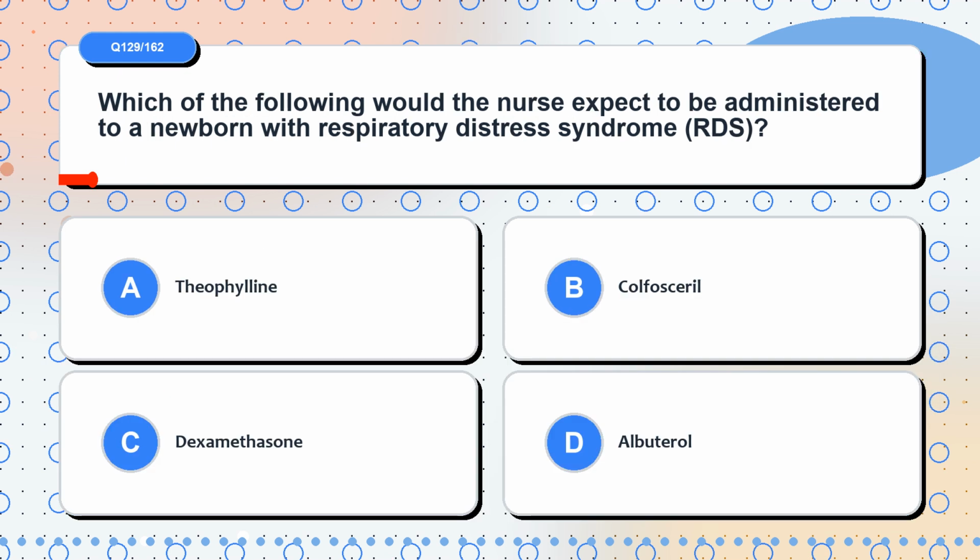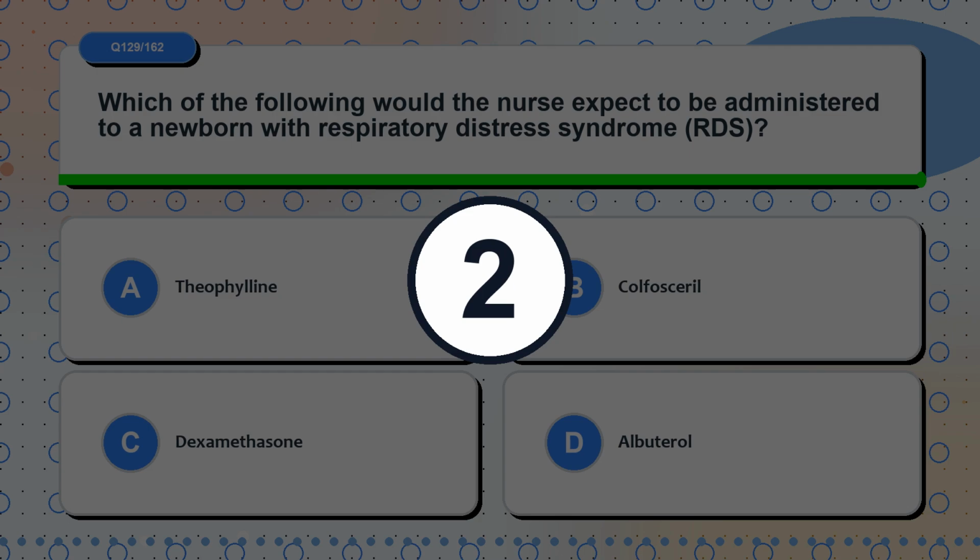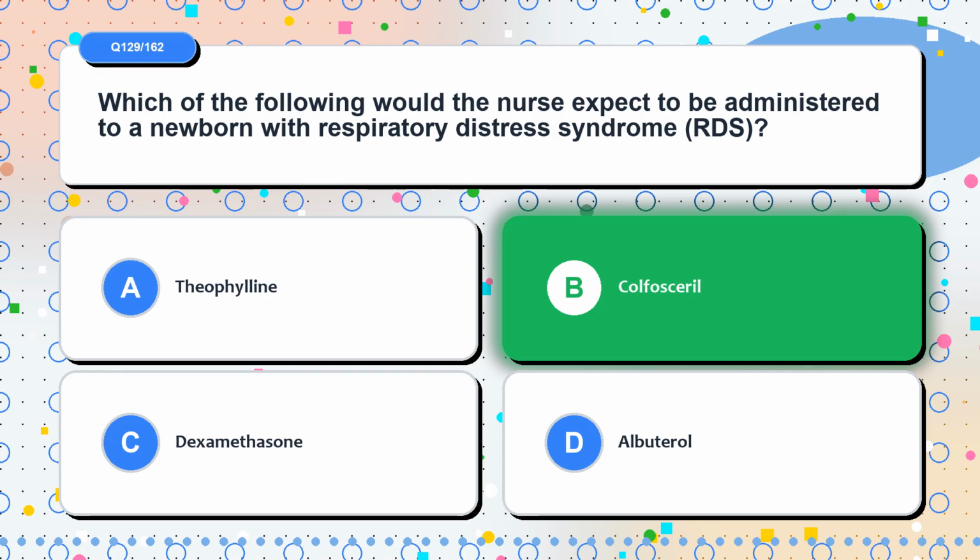Question 129. Which of the following would the nurse expect to be administered to a newborn with respiratory distress syndrome (RDS)? Here are the options. Option A. Theophylline. Option B. Colfosirol. Option C. Dexamethasone. Option D. Albuterol. The correct answer is option B.